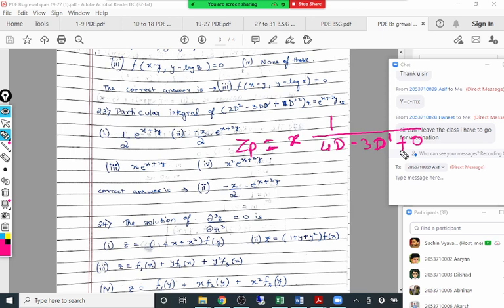Yes, if you have the problem, yes, you can go there, and not an issue. And e raised to x plus 2y. Yes, you want to take vaccination, you can go.